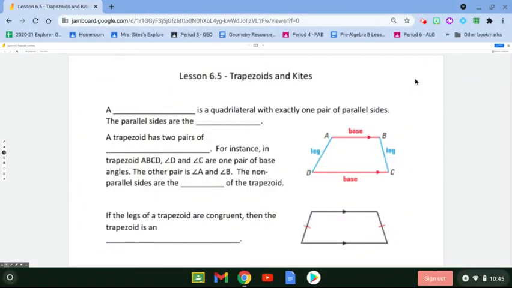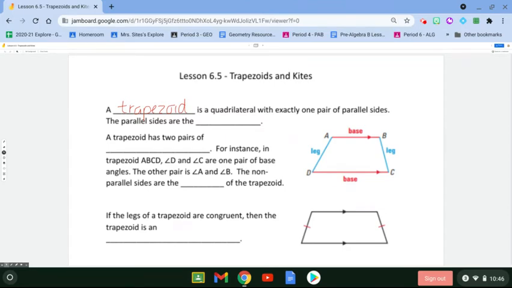Hi, it's Mrs. Seitz, and today in Lesson 6.5 we're going to be learning some special properties about trapezoids and kites. A trapezoid is a quadrilateral with exactly one pair of parallel sides.